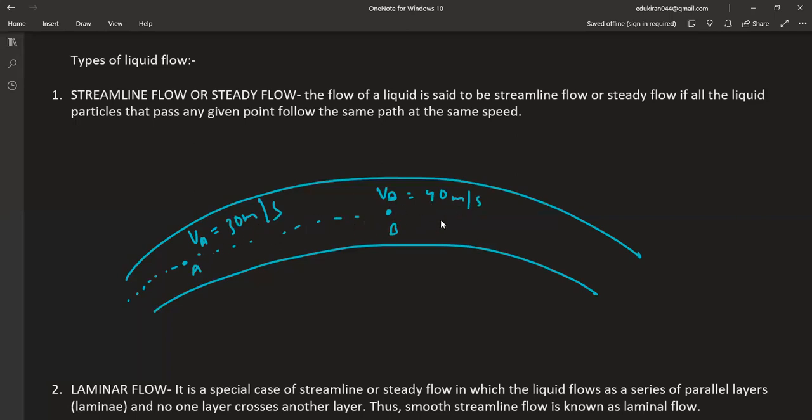So same path, if there is a curve, if this is turning, so like this, VA, VB, and VC. So this is known as streamline. When all the particles follow the same speed, see, at this point, if it has to be 40 meter per second, so any particle is coming, this will be having 40 meter per second, and this will be taking a curved path. This is what is meant by streamline or steady flow.